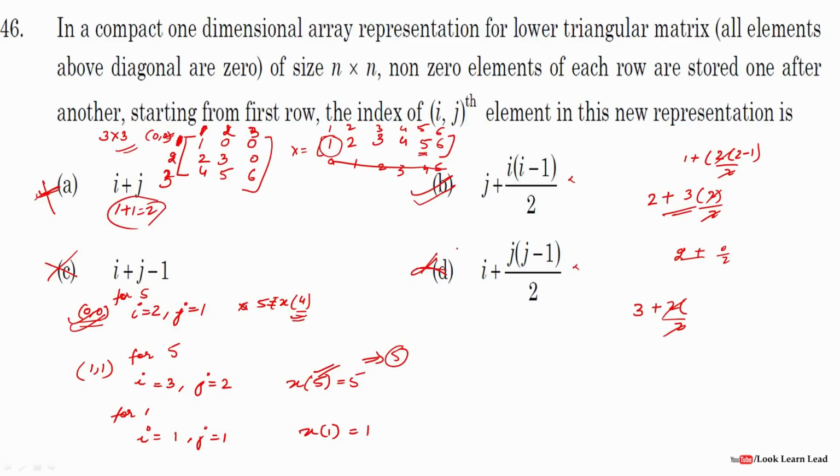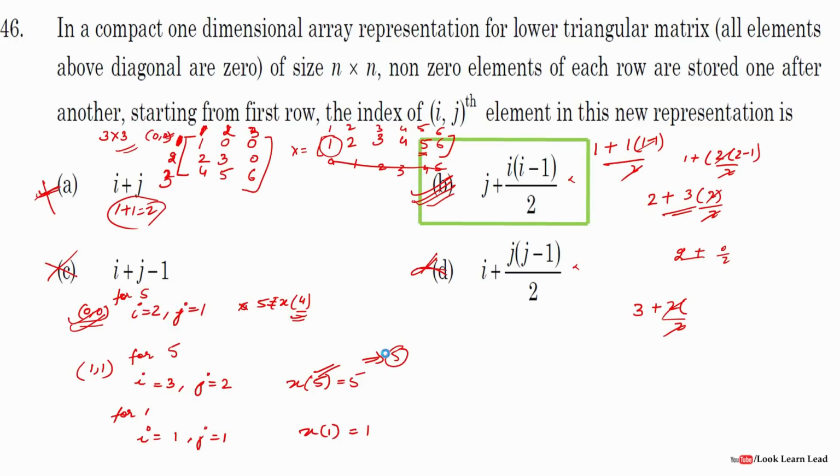But I want 1. Here I will be putting 1 plus 1 into 1 minus 1 by 2. So it is giving 1. So the answer should be B. B is the answer. Okay. So this hit and trial you can try. B should be our answer.